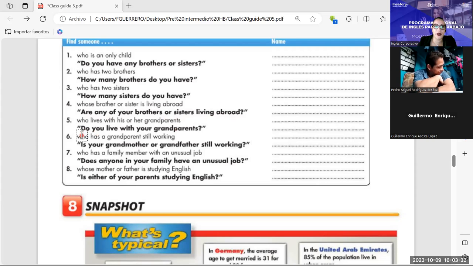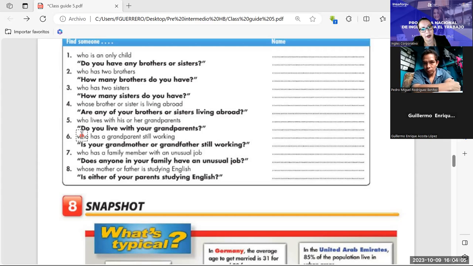Pedro, do you live with your grandparents? Grandfather, ¿cómo se dice cuando ella falleció? Do you live with your grandparents? ¿Usted vive con sus abuelos? Do you live with your grandparents? No, I am not. Live with family. You live with your own family. Okay.